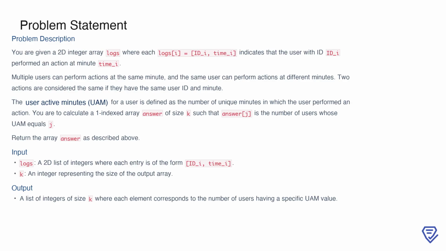However, actions are only considered unique for a user if they occur at different minutes, even if the user performs the same action multiple times in a single minute. The goal is to compute the user active minutes, or UAM, for each user. UAM is simply the count of unique minutes in which a user performed actions. Once we have the UAM for all users, we need to construct a one-indexed array of size k. In this array, the value at position j represents the number of users whose UAM equals j. Finally, we return this constructed array as the output.